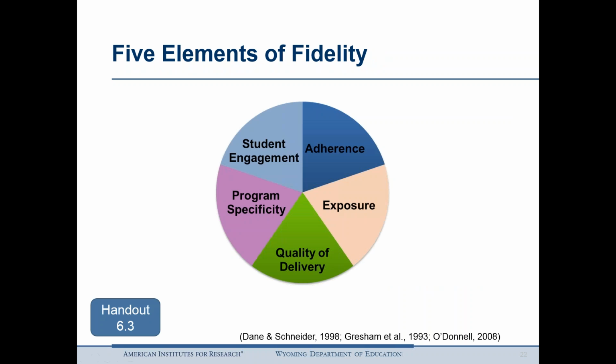This graphic provides one example of a way to think about fidelity. It includes the elements of adherence, exposure, quality of delivery, program specificity, and student engagement.